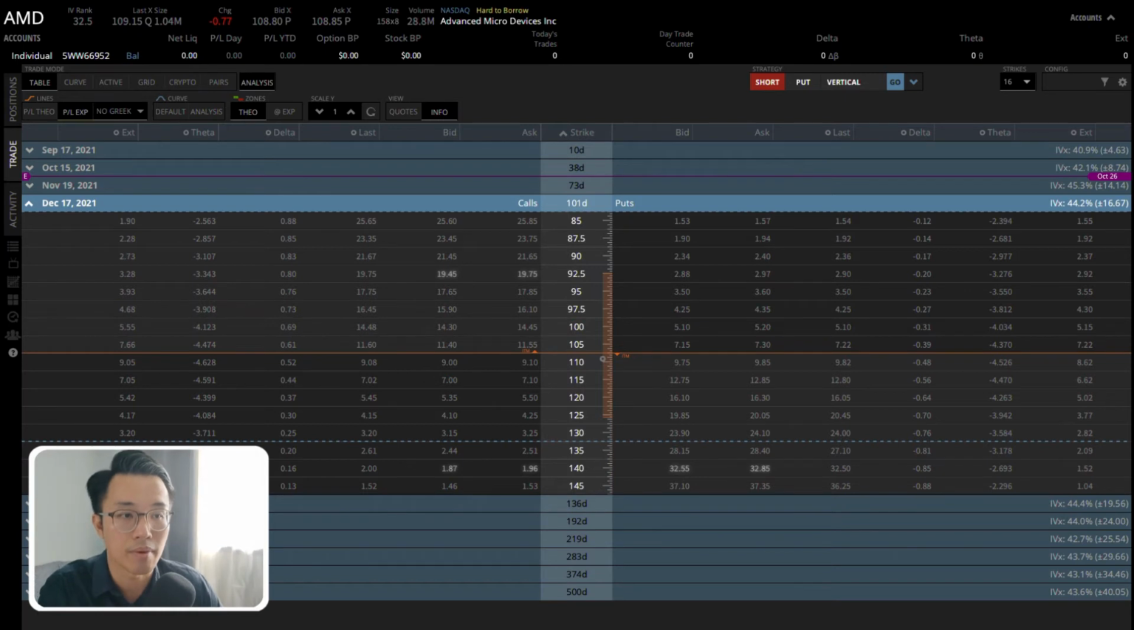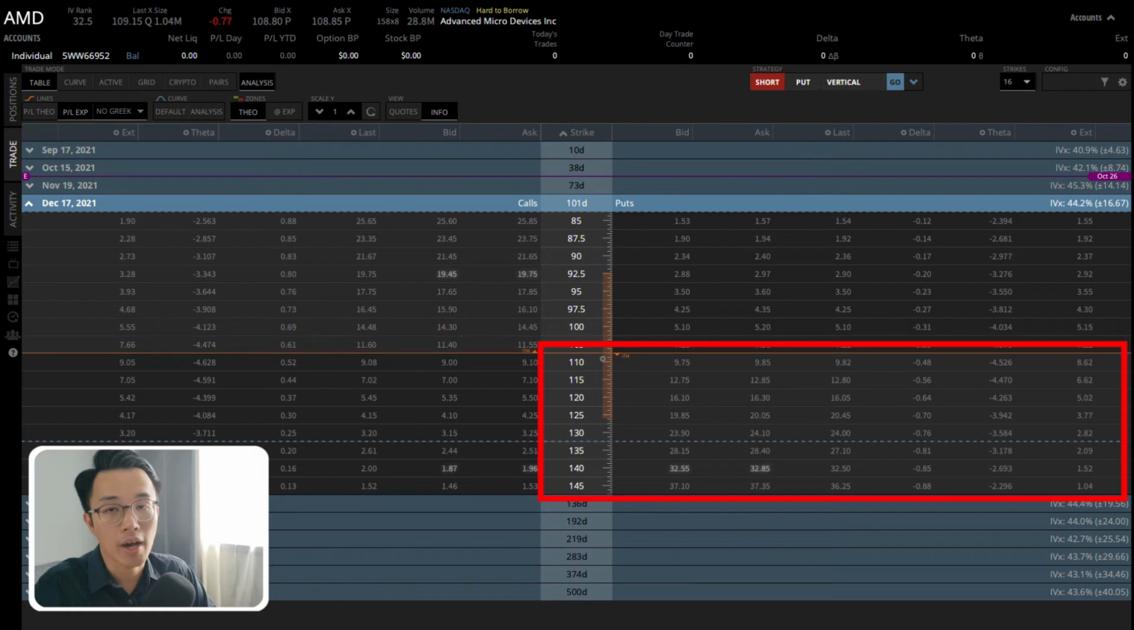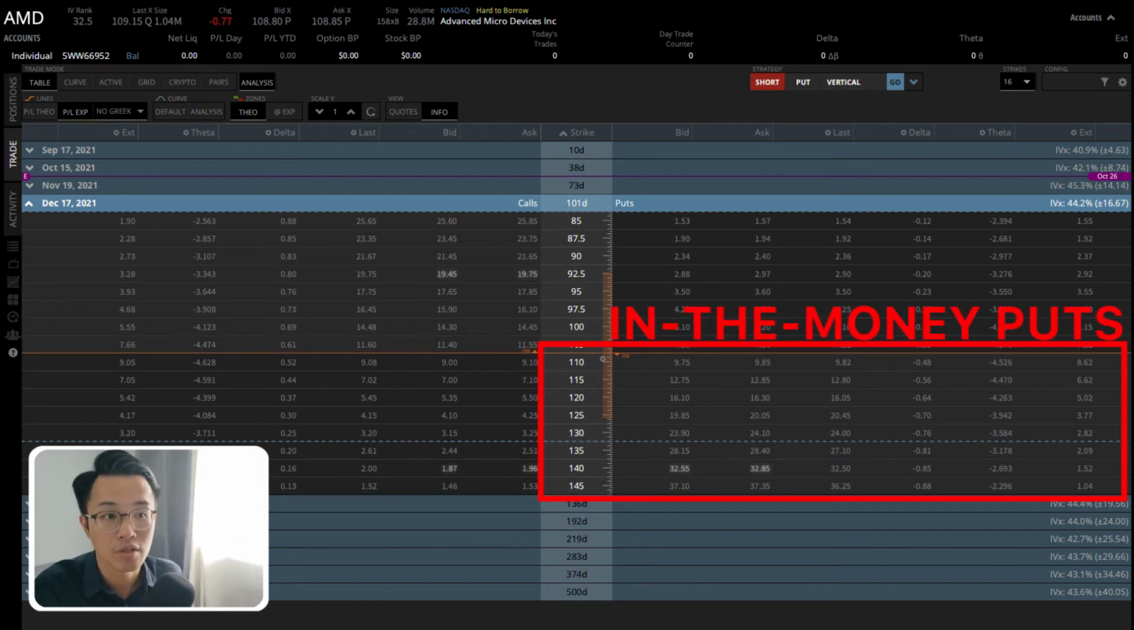On the put option side, if I own any one of these options, I can actually sell shares at a better price, a higher price than the current market. So if I own a $120 put option, I have the right to sell shares for $120, even though the market is only 109. So these are known as in-the-money put options.